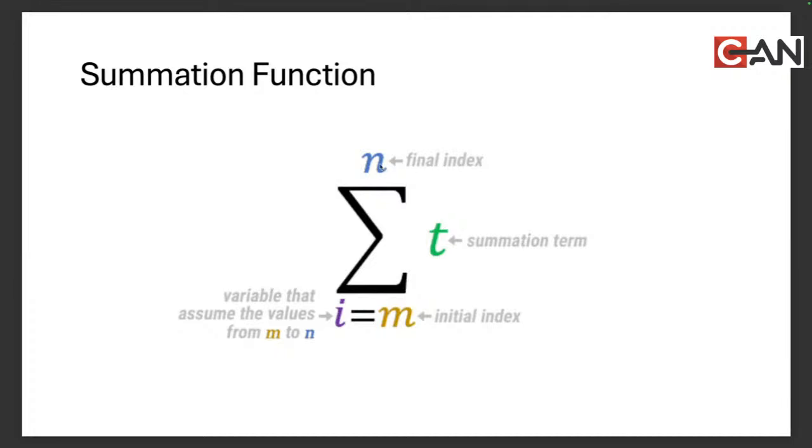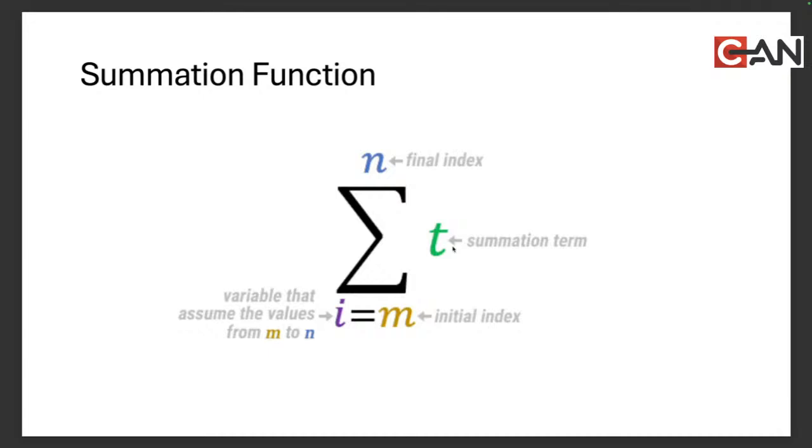At the bottom here, we have the starting index. So we're going to start adding values together. Are we starting from 0? Are we starting from 1? Are we starting from 7? What's our starting index? And at the top, we have our final index. So when do we stop? Do we stop at 7? Do we stop at 700? Or do we stop at infinity? And then the summation term here is what we're actually adding together over each of those iterations.